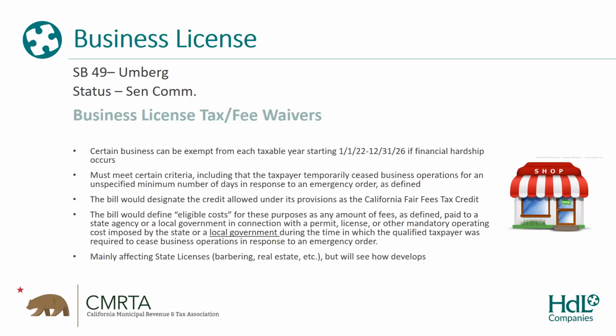So this next one is an important one. It defines eligible costs for the purposes of fees as those paid to an agency with a permit, license, or mandatory cost imposed by the state or local government during the time. So this would be that all-encompassing tax or fee. What do you collect? This pretty much says everything. So of course, the $4 is part of that SB fee, the $4 fee. If you're not charging your local fee, definitely don't collect that $4 fee. Why should the state get money if they're taking away money from you? So that's a fee as well.